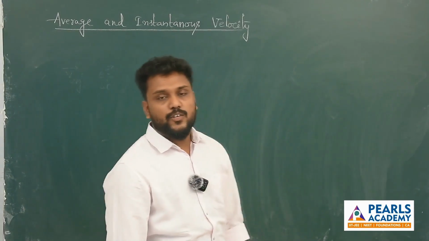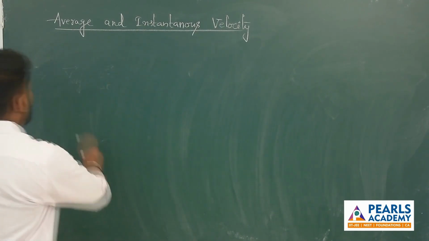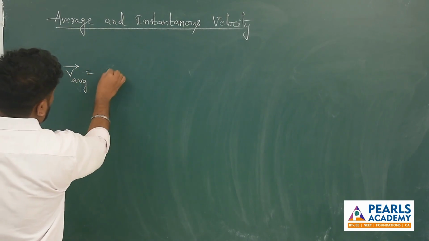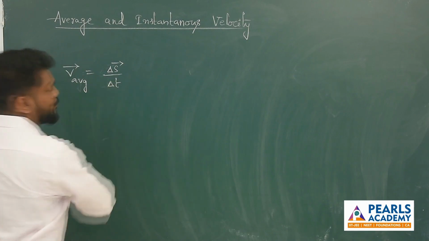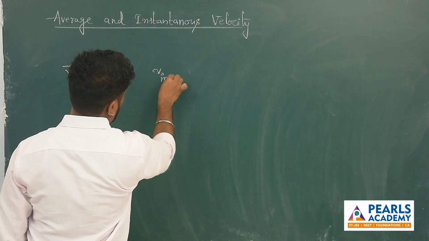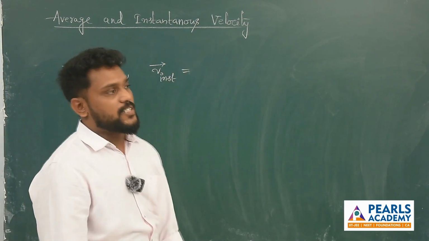Yeah, let's discuss the concept of average and instantaneous velocity in kinematics. Average velocity is given by the total displacement covered by the body in the total given interval of time. And instantaneous velocity is given by the velocity of the body at a particular instant of time.